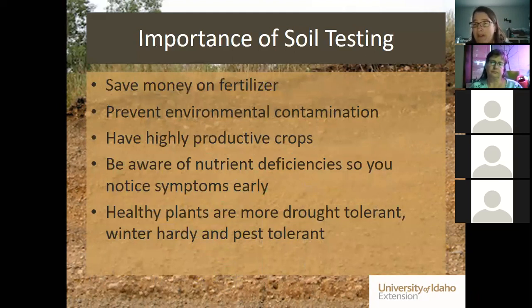You can be aware of nutrient deficiencies that you might have, so you can watch for those symptoms or look up what those symptoms may look like in your plants so you're ready to treat them. And healthy plants tend to be more drought tolerant, a little more winter hardy, and pest tolerant. So you can save yourself some other problems if you're properly fertilizing your plants.